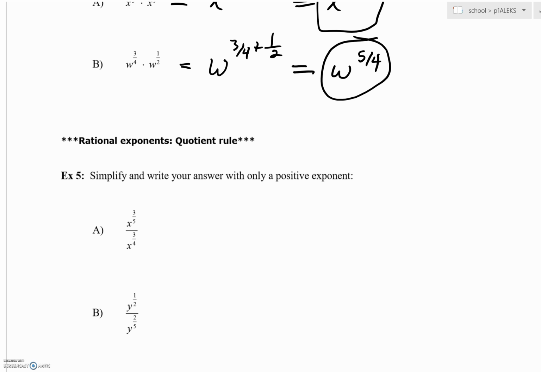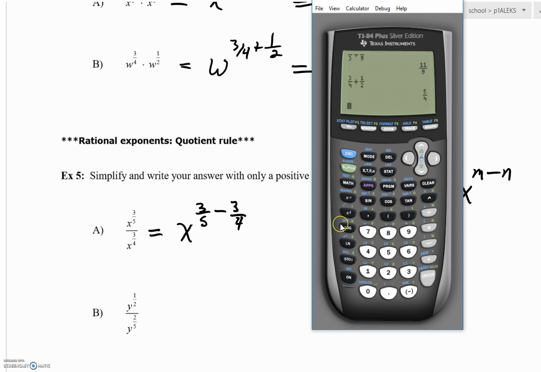If I gave you x to the m over x to the n, that could be reduced. We're not going to add those powers. We're going to subtract them. So when we see something like this, we'll have x to the 3/5 minus 3/4. Now, as we get some help from the calculator, we can definitely do that. We could say, well, let's do that. 3/5, then we'll say minus 3/4.